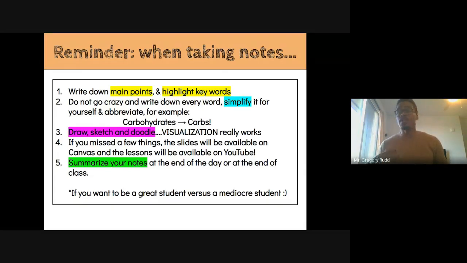So visualization works really well. Some people like to doodle. Some people like to, when I show a diagram on the screen, copy that diagram in their notes really quickly. Whatever works for you is what I'd like to see you do in order to take the most efficient and effective notes.